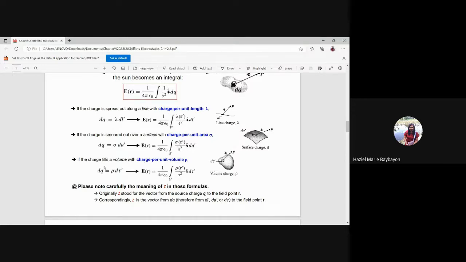All right, and if you have a volume, so if you have a volume charge distribution, or if you have a volume that is filled with charges, then we can define the charge per unit volume rho. So you have dq is equal to rho d tau. Okay, so we know dl in Cartesian, in cylindrical, and in spherical coordinates, as well as dA and d tau. All right, so for volume charge, you have 1 over 4 pi epsilon naught multiplied by the integral of rho d tau over r squared, r hat.